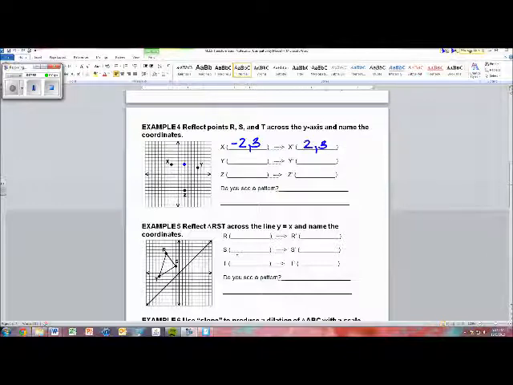So if you'll notice, this time when I reflected across the y-axis, my x value changed signs. So the pattern is that when it reflects across the y-axis, the x value changes signs.